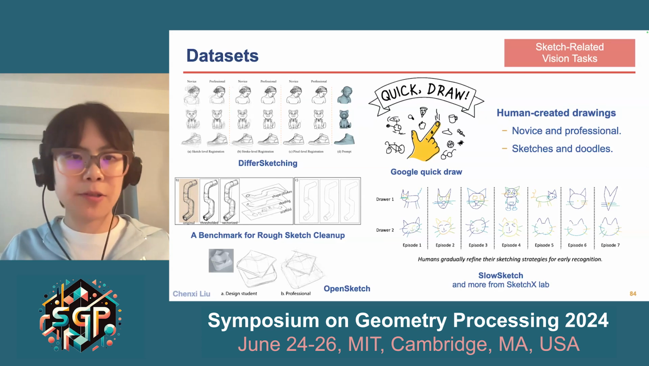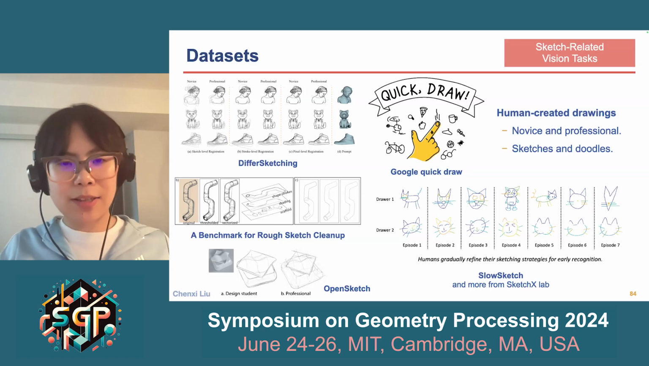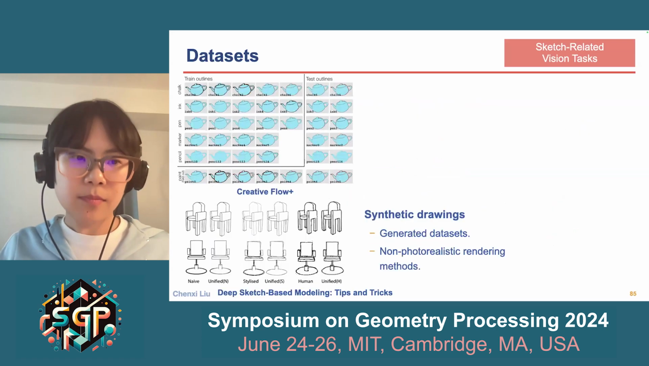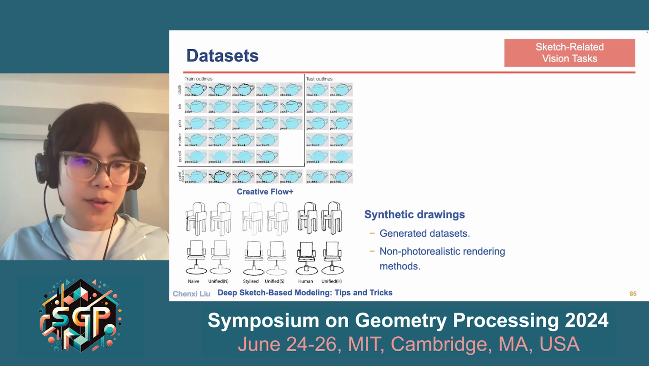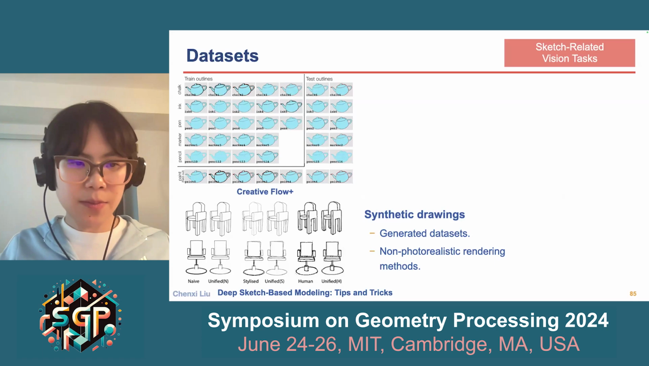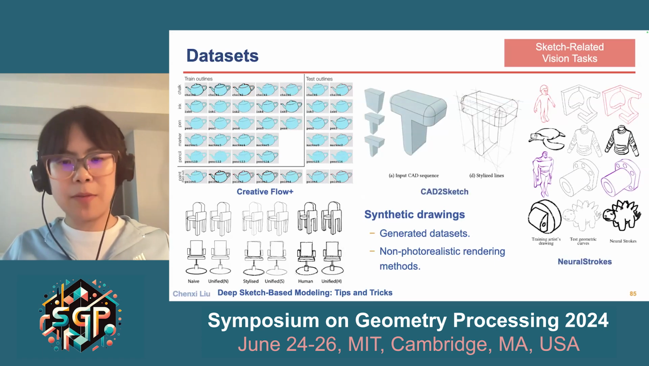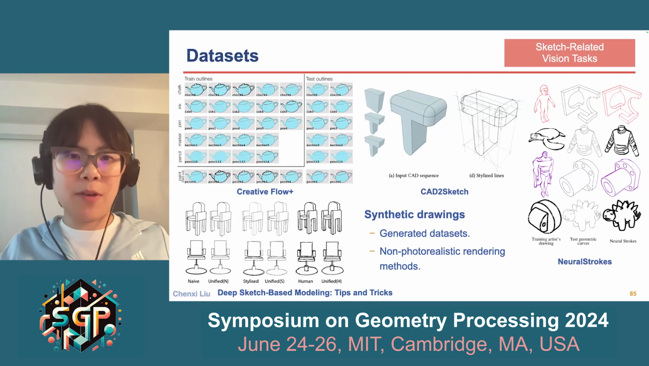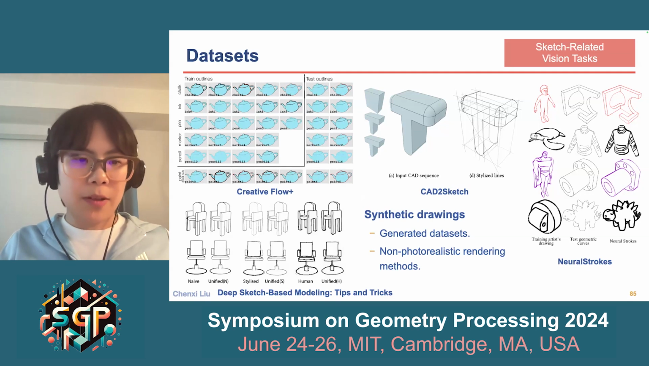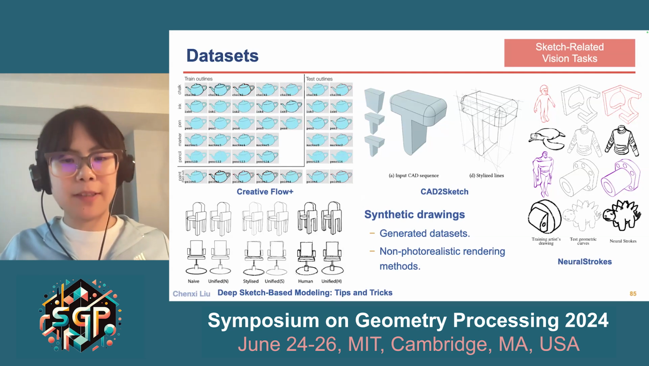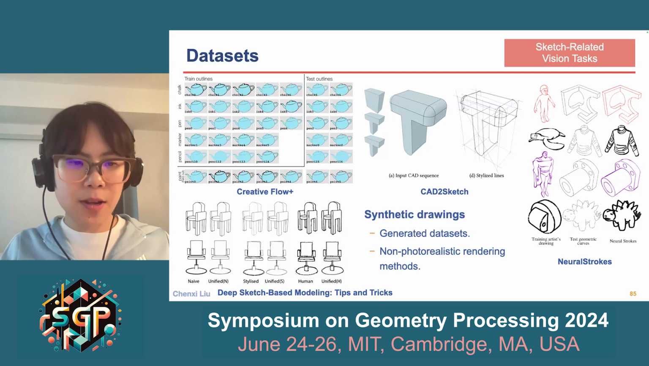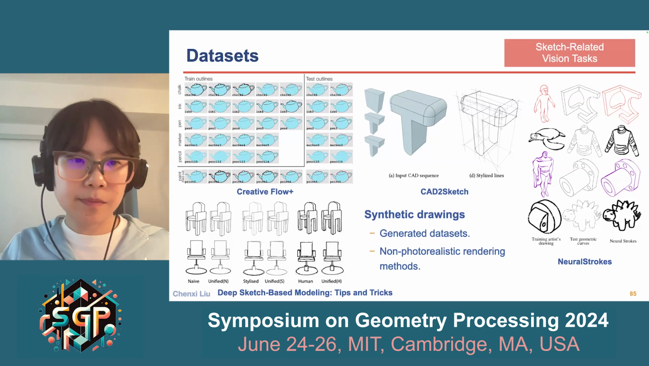The common ones are the Quick Draw from Google and many datasets from SketchX Lab. As mentioned before, to get enough data, many methods apply synthesis. So here are two synthetic datasets, and there are also some recent non-photorealistic rendering methods that may be applicable for this task. The middle one is quite interesting because it's specifically for design sketches. But as Misha mentioned before, they only cover roughly 60% of human-created lines. How to combine this synthetic data and these real sketches is an interesting question.